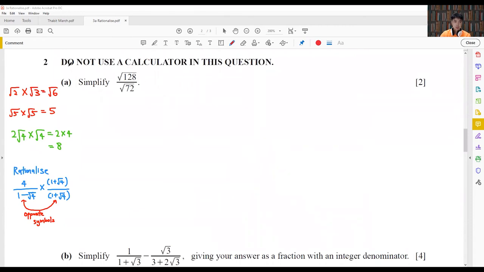Sometimes the questions will say, do not use a calculator in this question. What that basically means is they're asking you to show all your working. Okay? Doesn't mean that you shouldn't use your calculator to check your answer, okay?